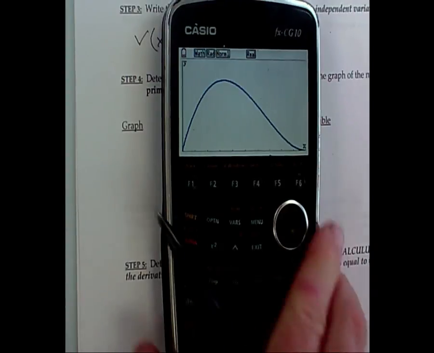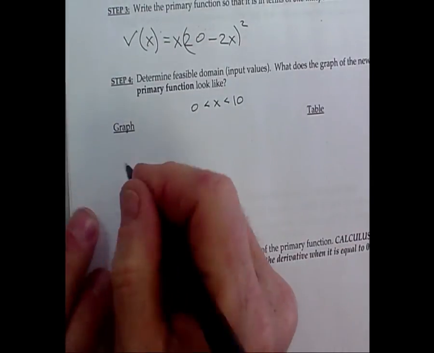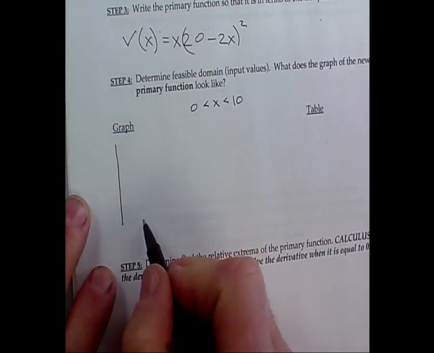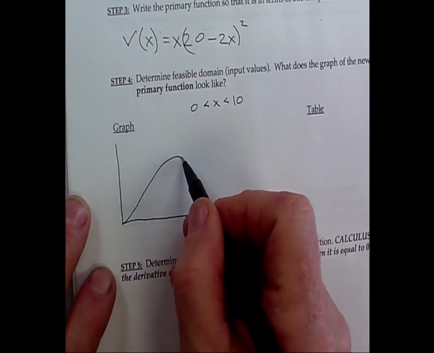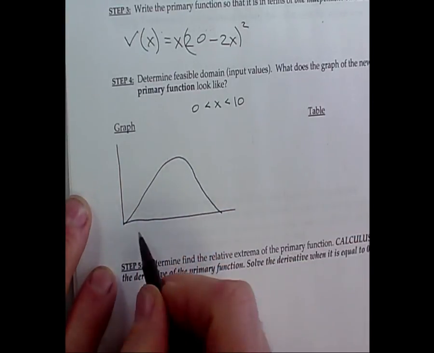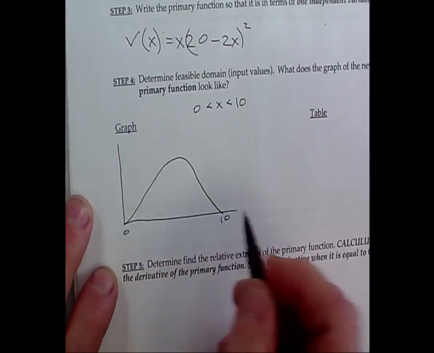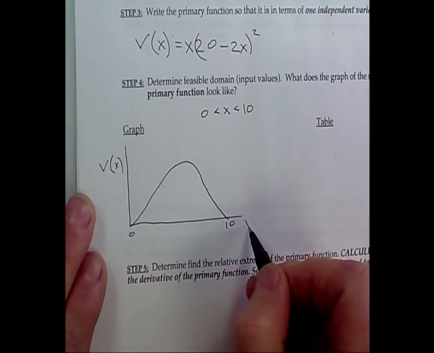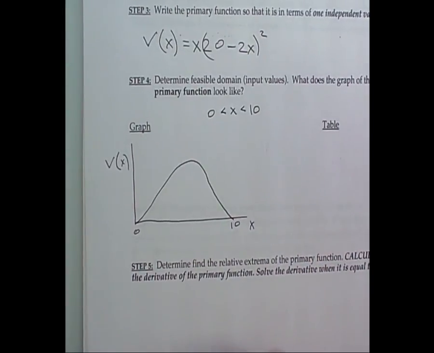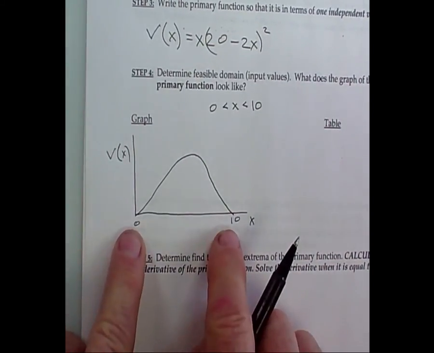Okay, so here's my graph. Here's 0 to 10, right? Here's my volume, and here's the length that I'm taking. And you can see from 0 to 10, I'd have 0, just like what Elijah said.